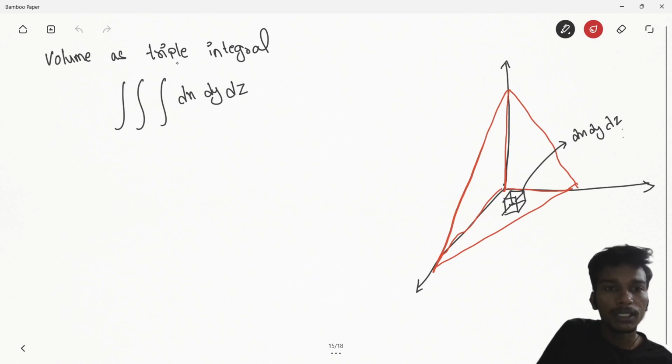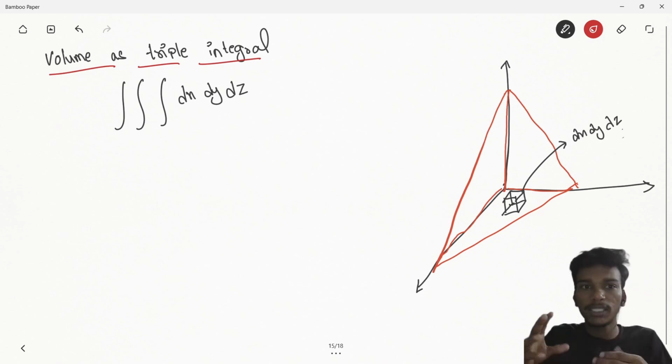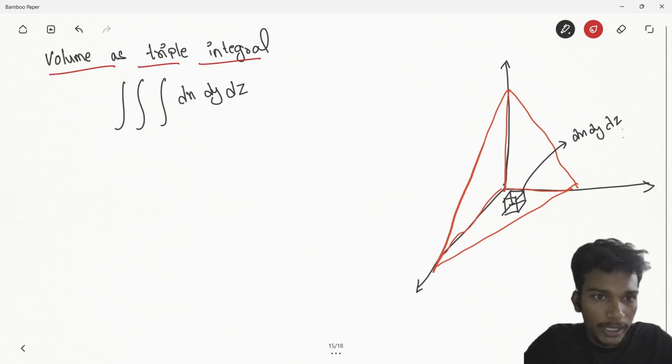In this video, we are going to discuss volume as a triple integral. Just like in the previous video, we discussed limits in a 2D region. If you integrate between those limits, we are going to get the area, as it is in 2D space, we have only area itself.